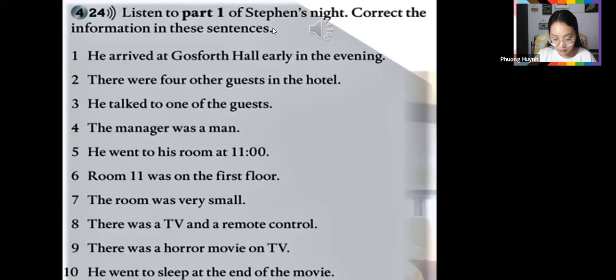I arrived at Gosforth Hall late in the evening. I don't believe in ghosts, but yes, I felt a little nervous. I checked in, and the front desk clerk gave me the key and showed me to my room. I left my things in the room and came downstairs. There weren't many other guests in the hotel. There were only 3. I sat in the lounge and I talked to the manager, Sarah Daniels, about her hotel. Then I had a drink, and at 12 o'clock, I went upstairs to my room.